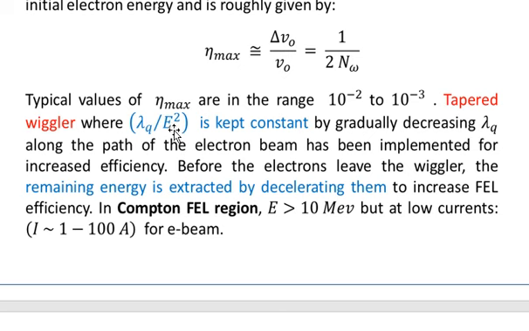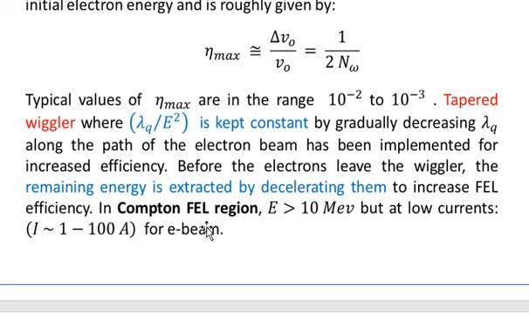Tapered wiggler, where lambda q over e square is kept constant by gradually decreasing lambda q along the path of the electron beam, has been implemented for increased efficiency. So you see that this factor, lambda q over e square, has been kept constant by gradually decreasing lambda q along the path of the electron beam. Before the electrons leave the wiggler, the remaining energy is extracted by decelerating them to increase FEL efficiency.